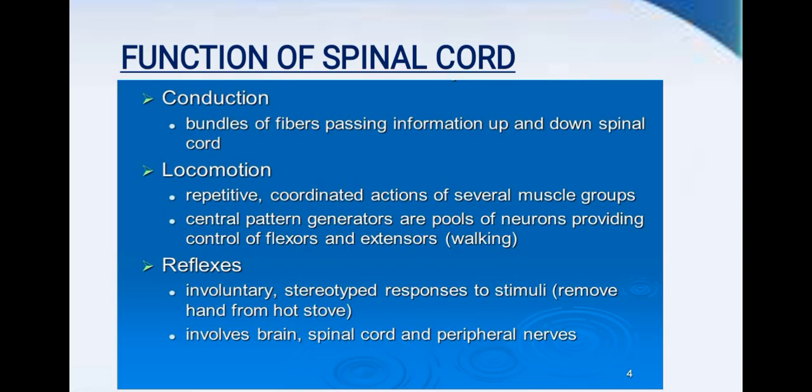Then the functions of the spinal cord. Conduction: bundles of fibers passing information up and down the spinal cord. Locomotion: repetitive coordinated actions of several muscle groups. Central pattern generators are pools of neurons providing control of flexors and extensors. Reflexes: involuntary stereotyped responses to stimuli, for example removing your hand from a hot stove. These involve the brain, spinal cord, and peripheral nerves.